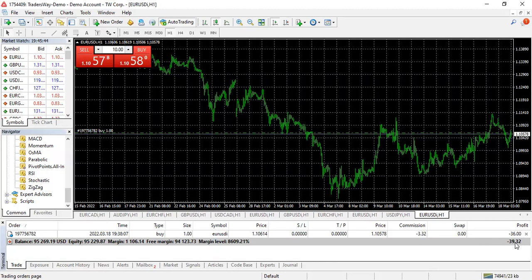Another thing we are going to look into is the margin level. Margin level is calculated based on percentage. It's the percentage value based on the amount of equity versus used value. We have two types of margin level.